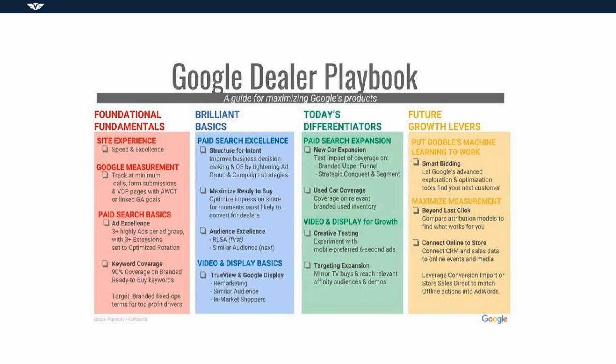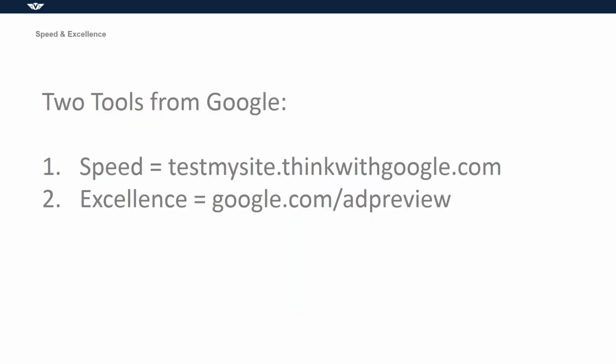We're going to go head to toe on this first bucket, foundational fundamentals. As you can see, the first thing on here is site experience, speed, and excellence. There's a reason this is the far left uppermost checkbox on Google's Dealer Playbook. This is the number one thing that you have to account for. So speed and excellence we're going to dive into first.